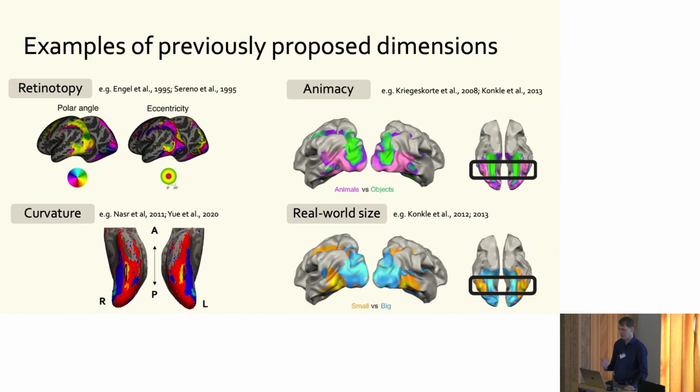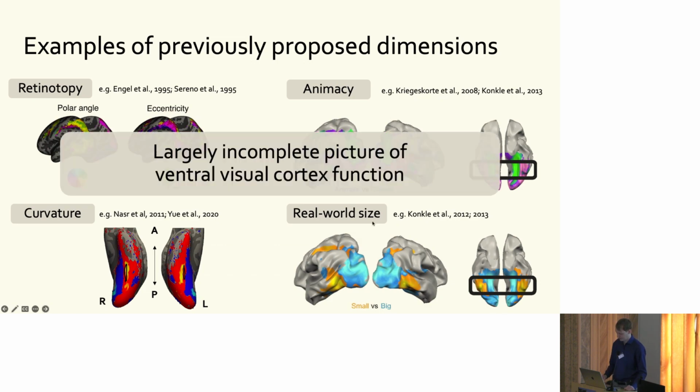And as I said, I'm obviously not the first person to propose that there may be some features or dimensions underlying the functional organization of the visual system. There's early vision, there's retinotopic organization, maps of curvature, and then in high-level regions there's animacy or real-world size. But despite the really strong advances that we've made in understanding the organization of the visual system according to such dimensions, they still give you a largely incomplete picture of ventral visual cortex function. So what we really want is a more comprehensive understanding of what these dimensions are that are spanning the representational space.